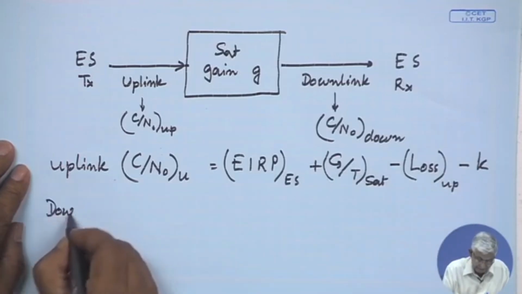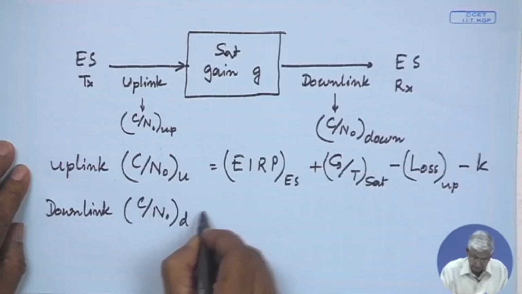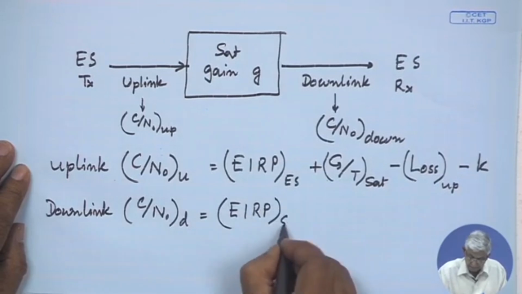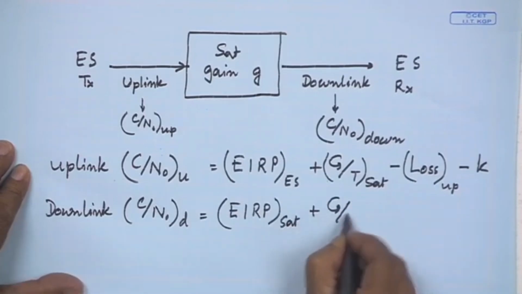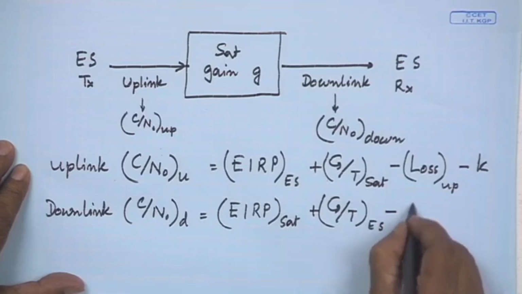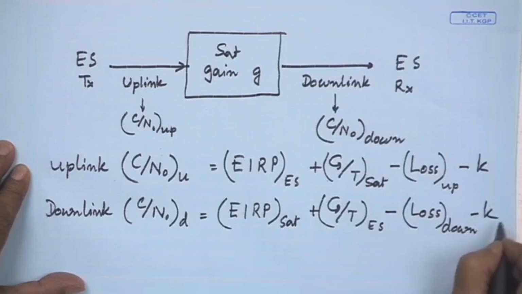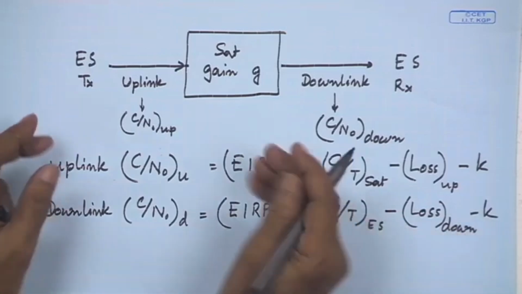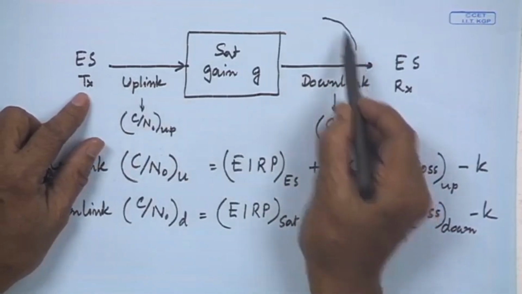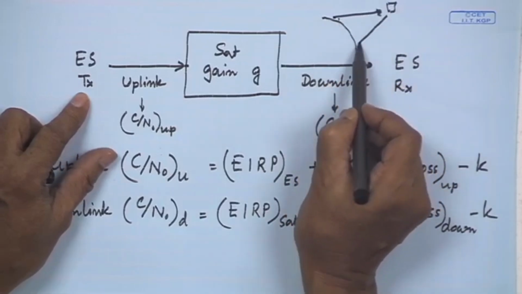Similarly, in the downlink path we have C by N0 downlink, which is now the EIRP from the satellite plus G by T. Now, the earth station is receiving, so it is the earth station G by T, minus the loss in the downlink, minus Boltzmann's constant K. Now, if one earth station is transmitting, say from this part of the earth, there is a satellite here, and from here somebody is transmitting and here somebody is receiving.